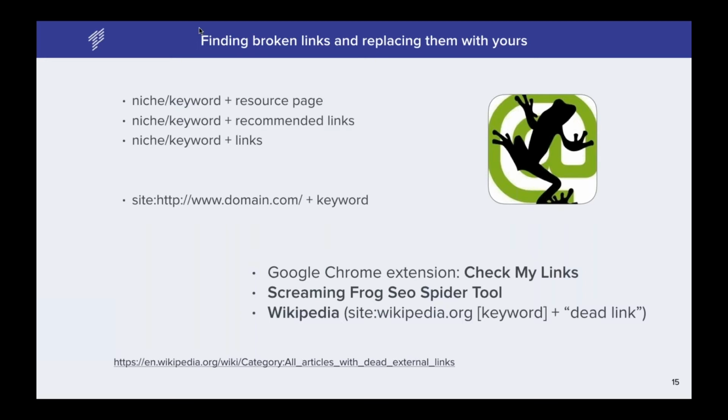What you can use, I'm actually using. Usually I'm using the Screaming Frog SEO Spider tool. You can also choose a Google Chrome extension called Check My Links. There are also different tools out there that you can try, and they're free. And you just have to find the resource or website that you would like to be linked from, and just look for those broken links.